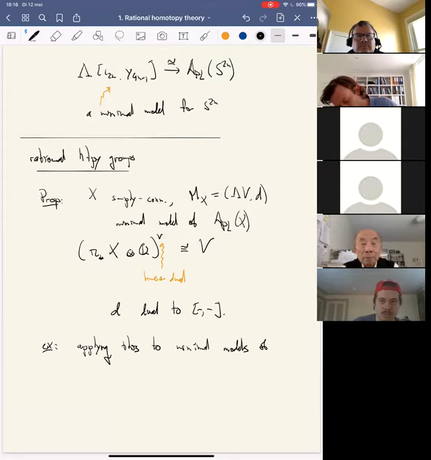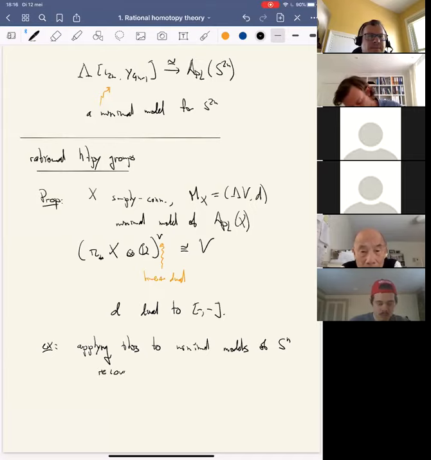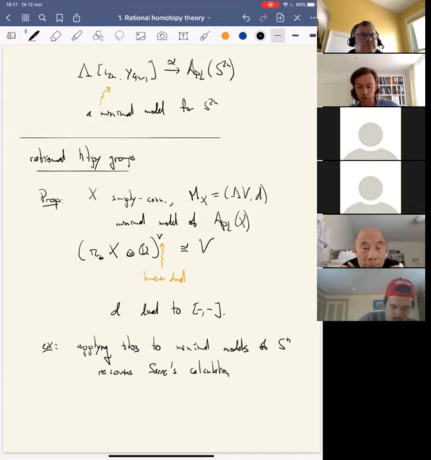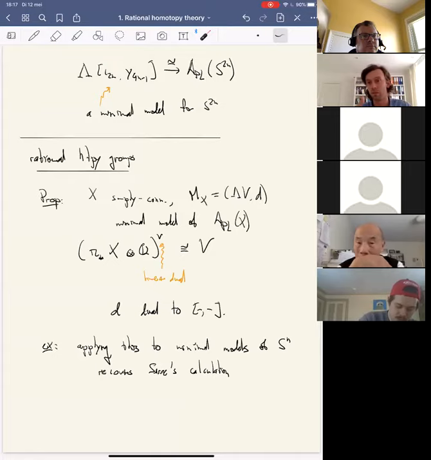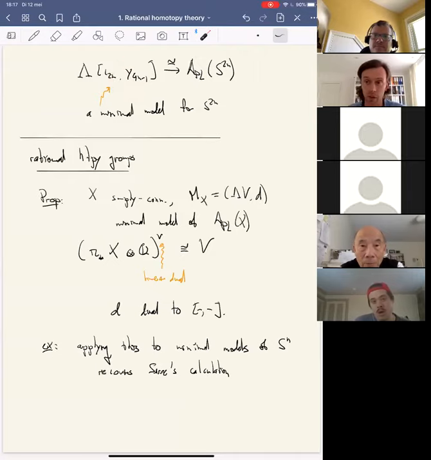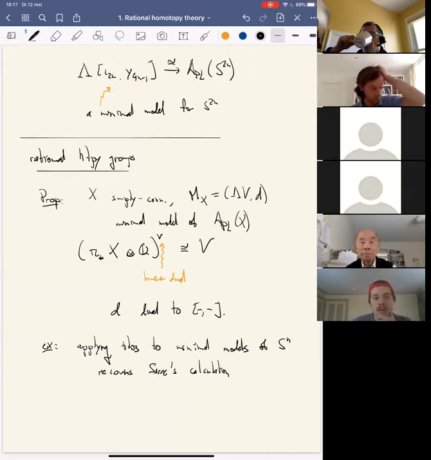So applying this to the minimal models of Sn that I described above recovers Serre's calculation. In the even sphere case, it's exactly this extra y4n-1 that we had there that will account for the class in that dimension. And the fact that its differential is exactly the fundamental class squared is encoding the fact that the Whitehead bracket of the fundamental class with itself is the dual of this yn. So that's one way to think about that calculation.